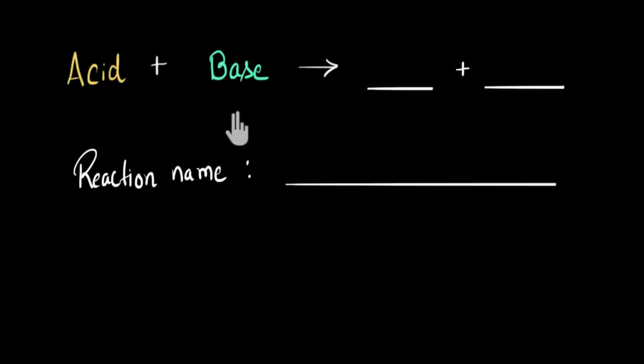Now let's summarize the video. In this video we saw when an acid and a base react, what are the products that get formed? And in general, what do we call these kind of reactions?